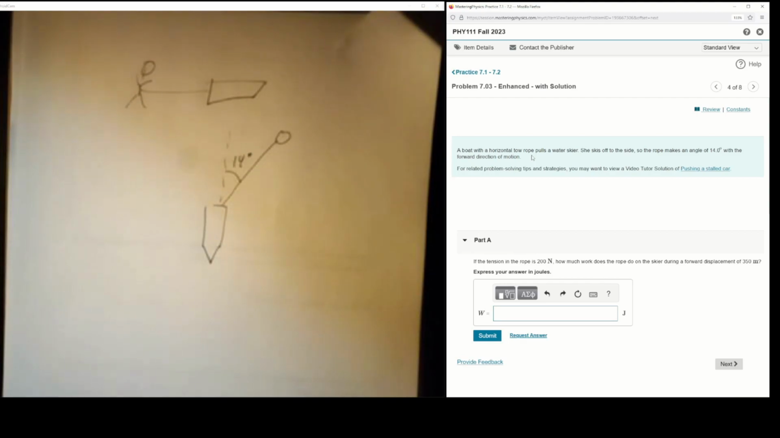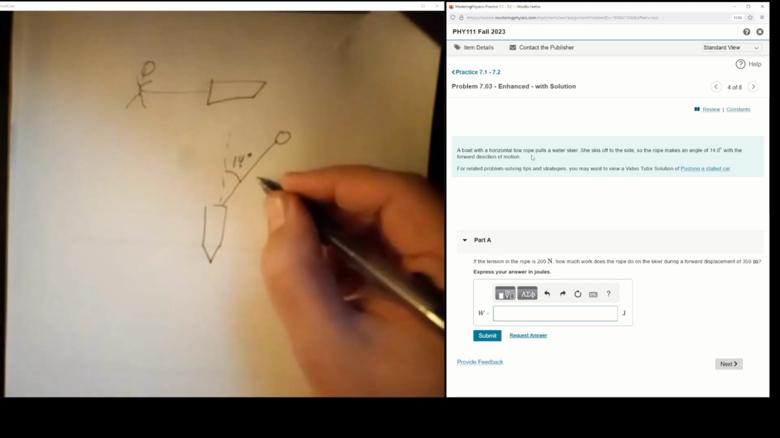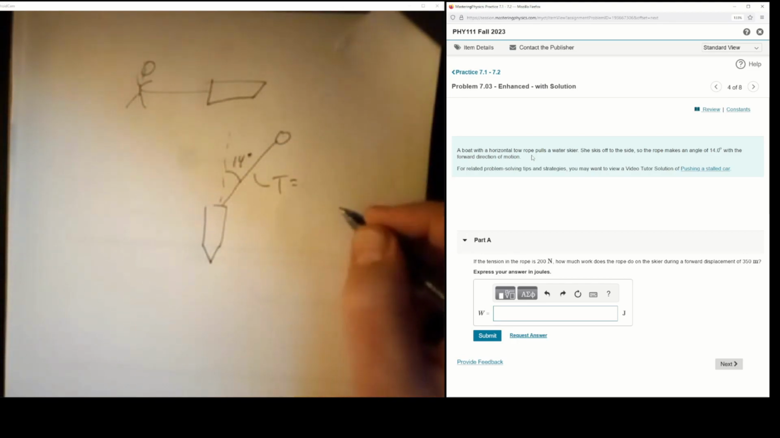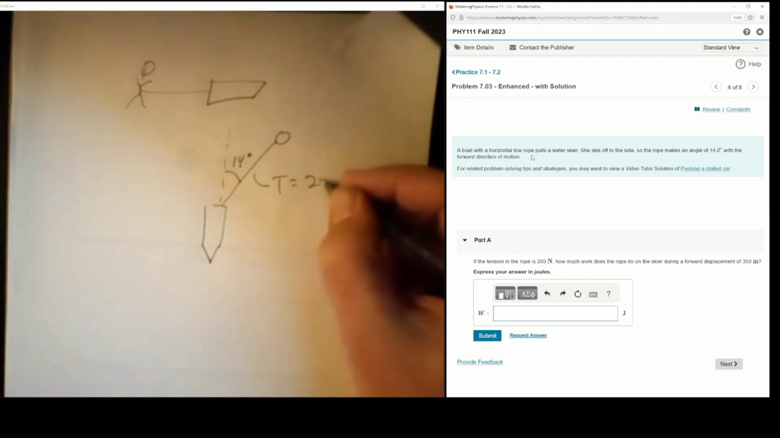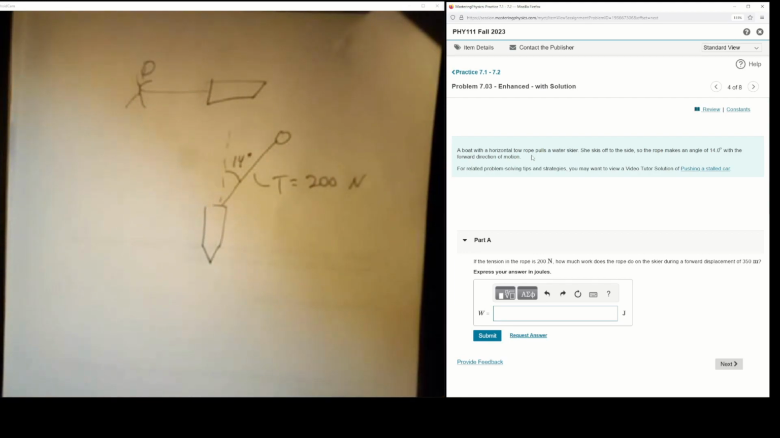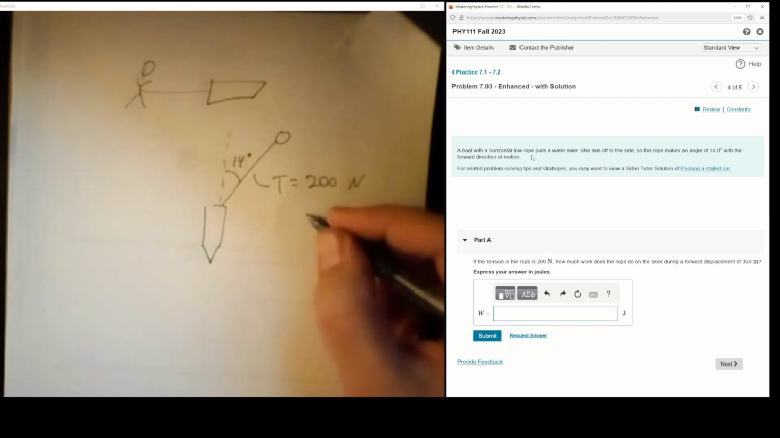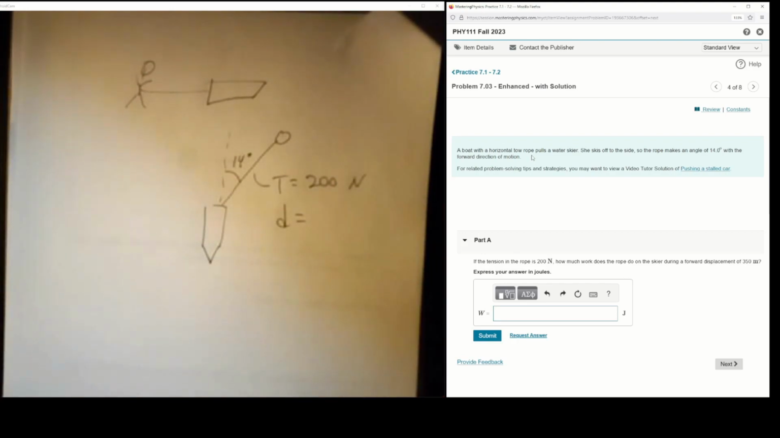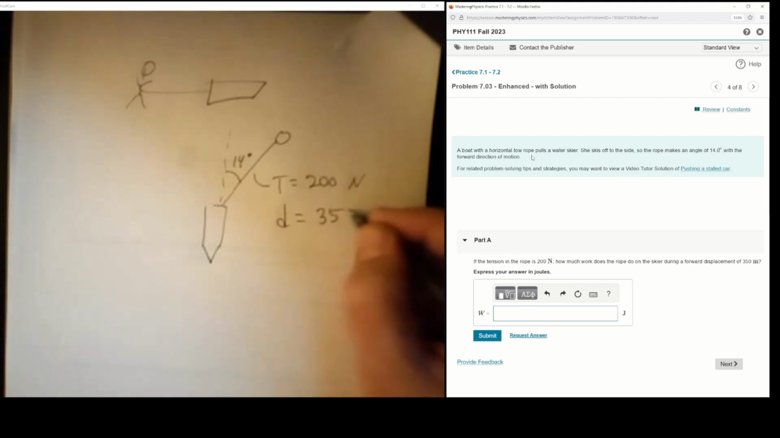And we're given some info then. It says if the tension in the rope, the rope pulling the skier, is 200 newtons, how much work does the rope do on the skier during a displacement? Now they're giving us a displacement here of 350 meters.